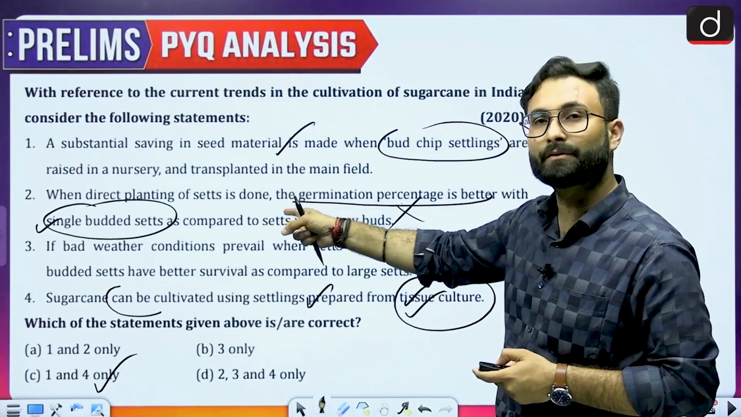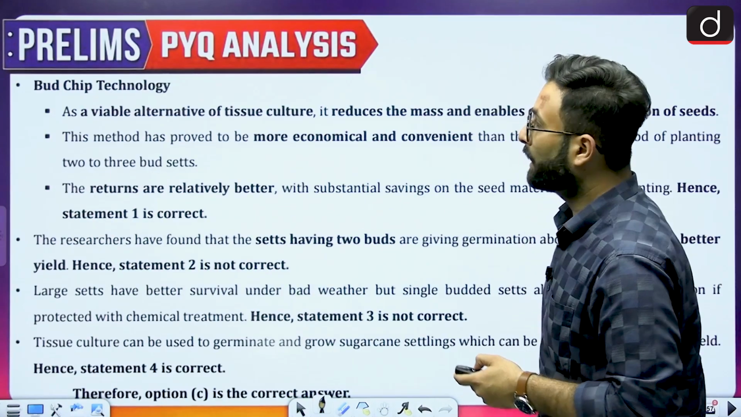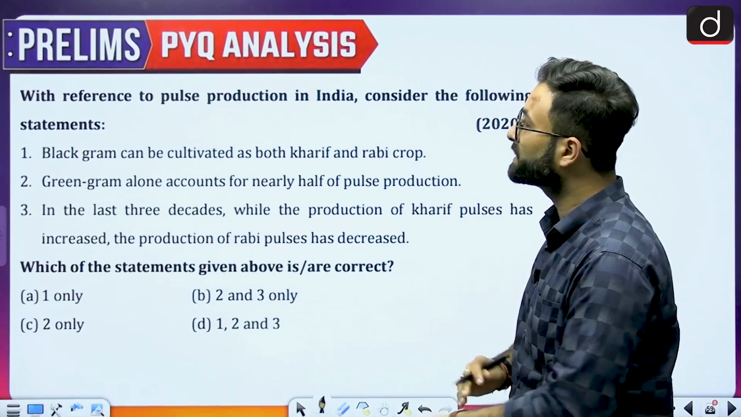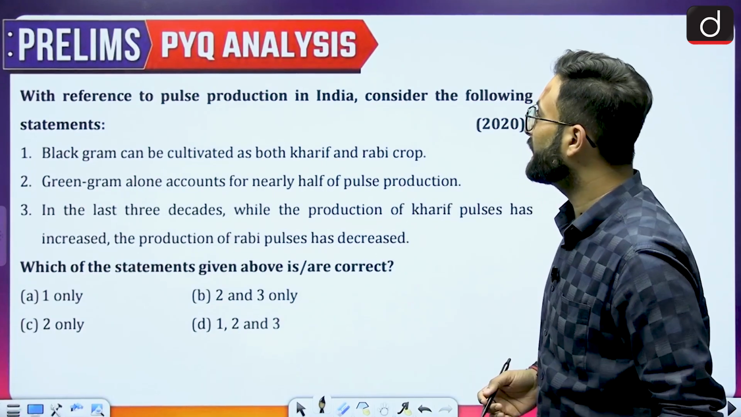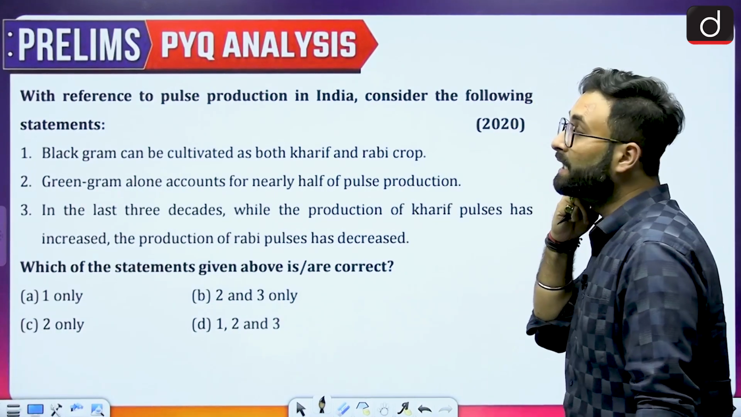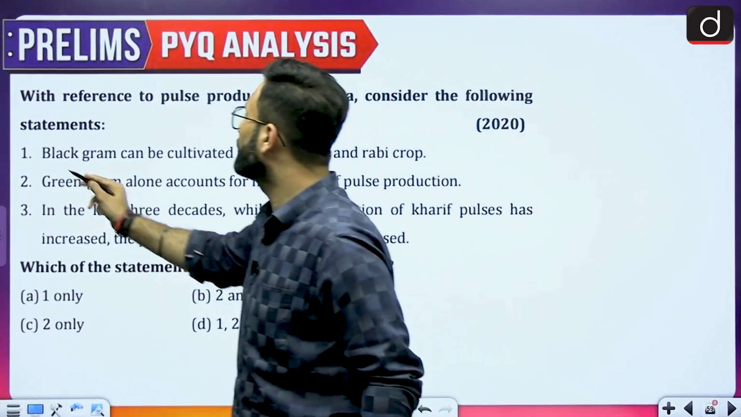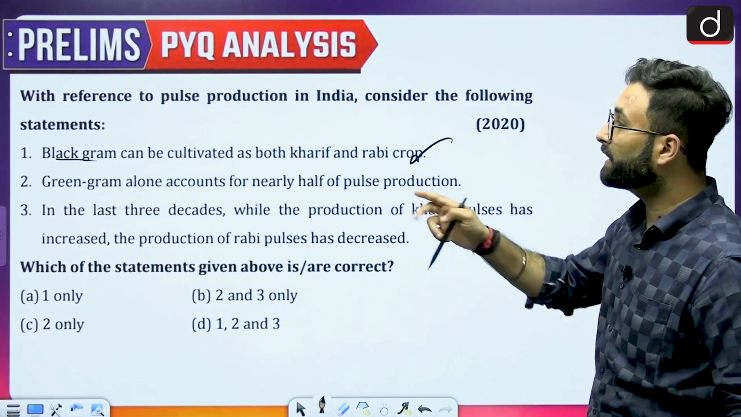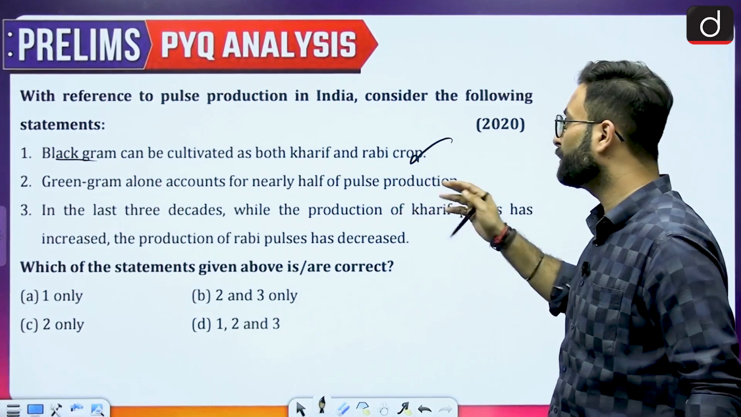So this is the third time we have seen the mention of sugarcane. Now coming to the next one, with reference to the pulses production in India, consider the following statements. Black gram can be cultivated as both kharif as well as rabi crop. Okay, so they are saying that black gram can be cultivated in both kharif as well as rabi crop, so that is correct. Coming to the next one, green gram alone accounts for nearly half of the pulses production.